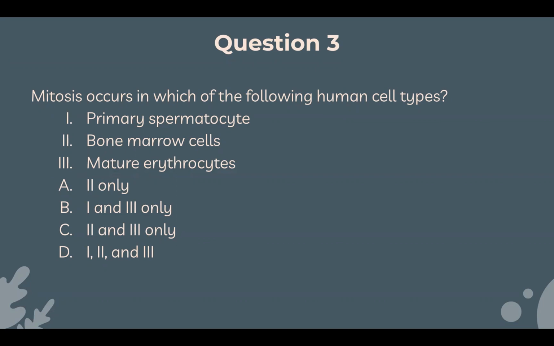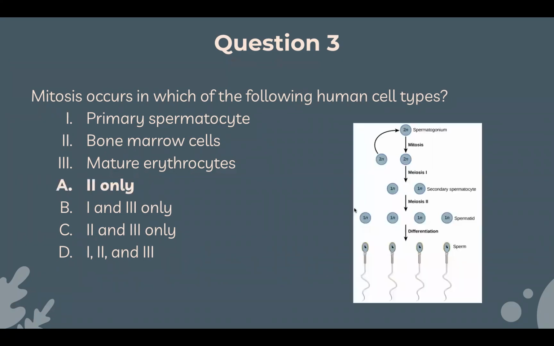Yeah. So item 1 is wrong because primary spermatocytes undergo meiosis to divide into secondary spermatocytes. So we can eliminate B and D. I included a diagram to help you visualize spermatogenesis. I know it's kind of a complicated diagram. But only premature spermatogonium divide into primary spermatocytes, which then divide into secondary spermatocytes via meiosis 1. So item 3 is wrong because, like Brian said, mature erythrocytes are terminally differentiated and lack a nucleus in humans. So it's impossible for them to undergo mitosis. Does that make sense?